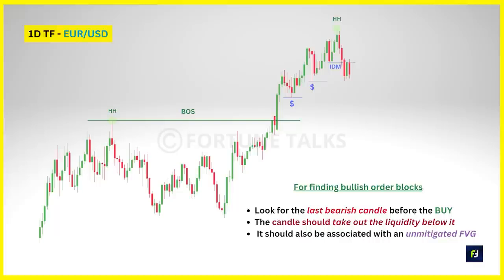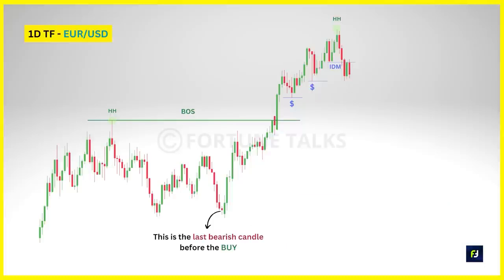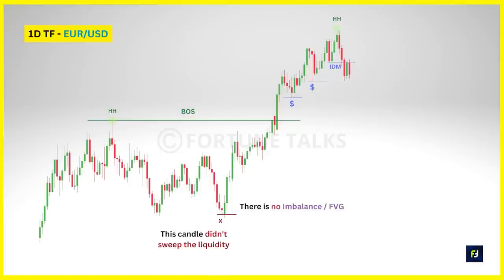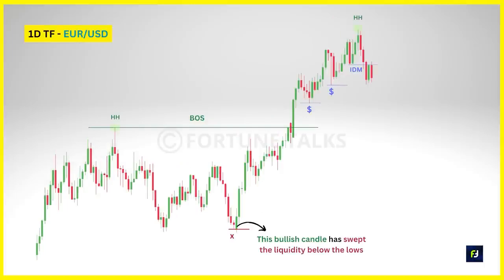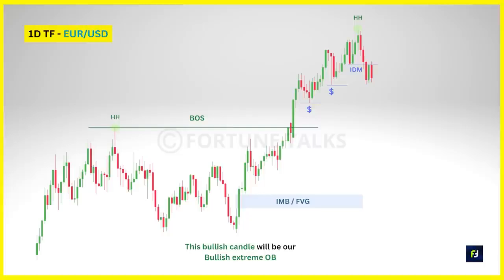For finding bullish order blocks, start finding the last bearish candle before the buy, which should necessarily take the liquidity below the minor swing low, and it should also be associated with an imbalance or a fair value gap, which is unmitigated. Now, based on these criteria, if we consider this bearish candle, then we would be marking the order block falsely. It is because this candle did not sweep the liquidity and there is no imbalance associated with it. The candle which absorbed the minor liquidity is the next bullish candle, and there is a fair value gap between this candle and the third candle, which is unmitigated. So we will have to shift our order block to this first bullish candle.